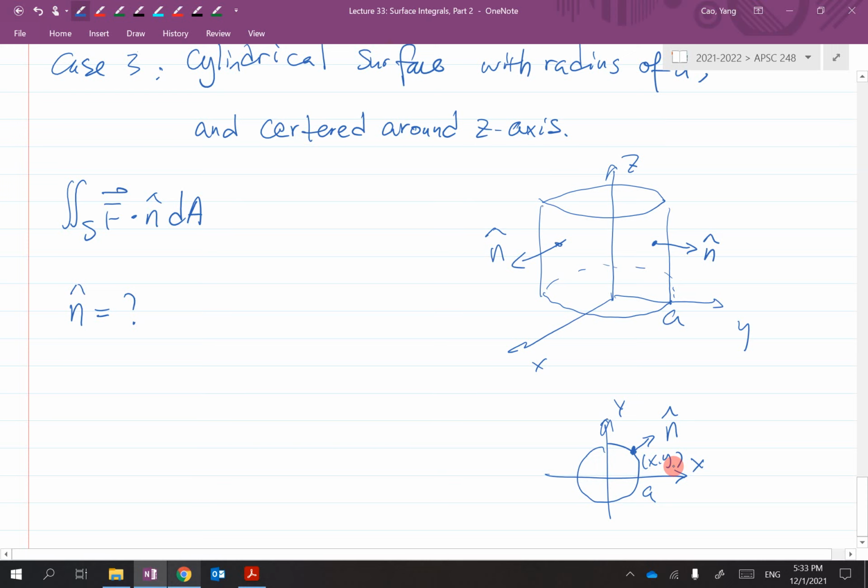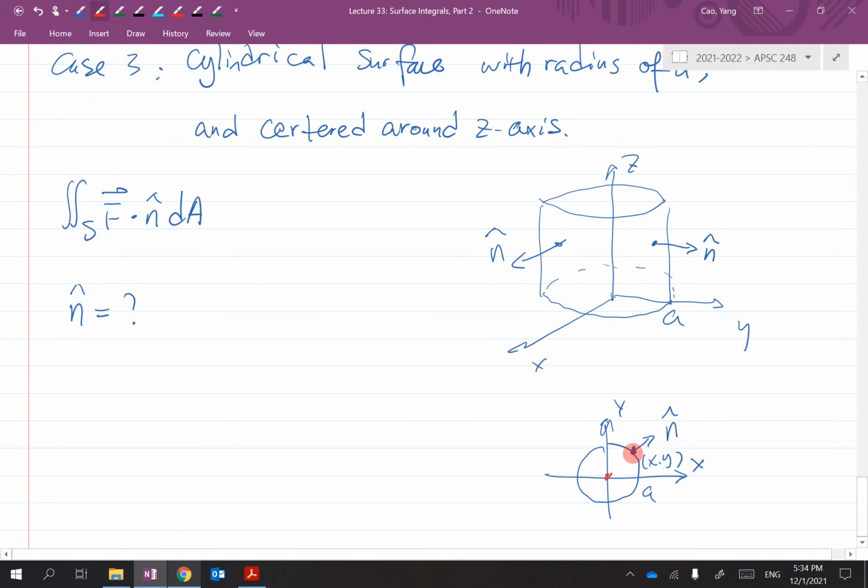So what could be a candidate that's perpendicular? I'll use x, y for now. No, vector. I'm looking for a vector perpendicular to the circle, right? Not a distance.